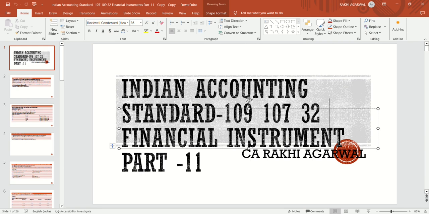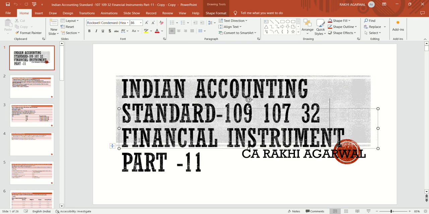Then we had discussed some important concepts like NCI put option and component evaluation. Then we had discussed treasury contracts. Then we had discussed dividend accounting, offsetting of financial assets and liabilities, compound financial instrument, early redemption of compound financial instrument, and conversion of compound financial instrument. All these concepts we had discussed in our previous discussion.